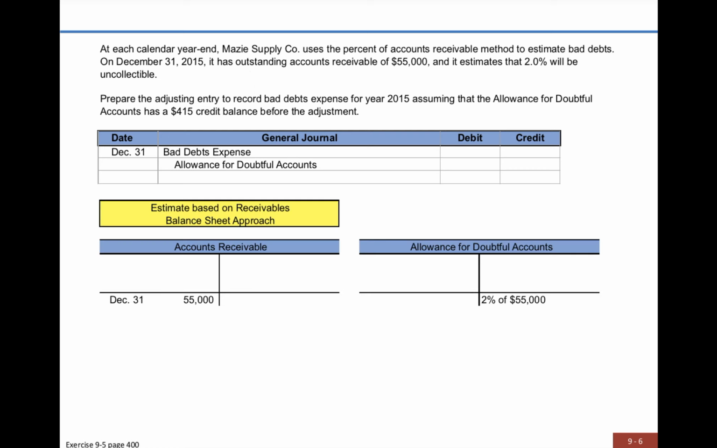So this is showing you that the balance at the end of the day on this allowance for doubtful accounts needs to be 2% of $55,000, or $1,100. But before we make the adjustment, we have $415 in there already, so all we need to put in there is the difference between those two, which is $685. So that's what we'll recognize as new bad debt expense and allowance for doubtful accounts.